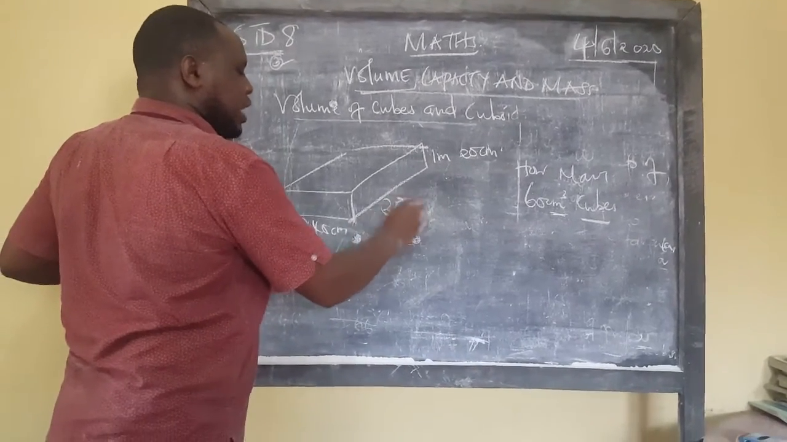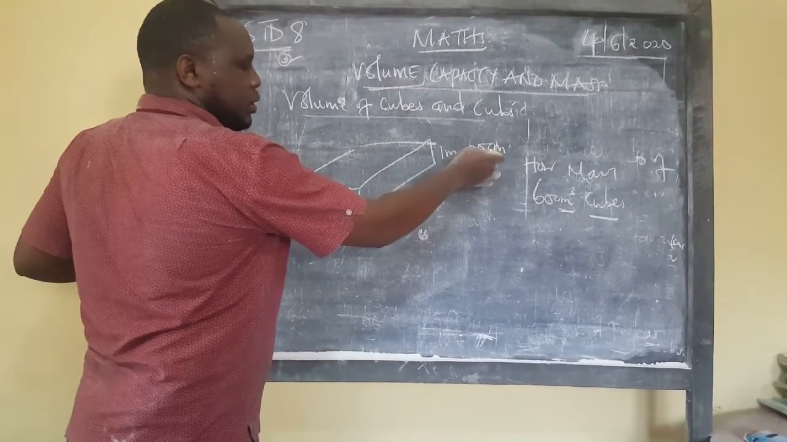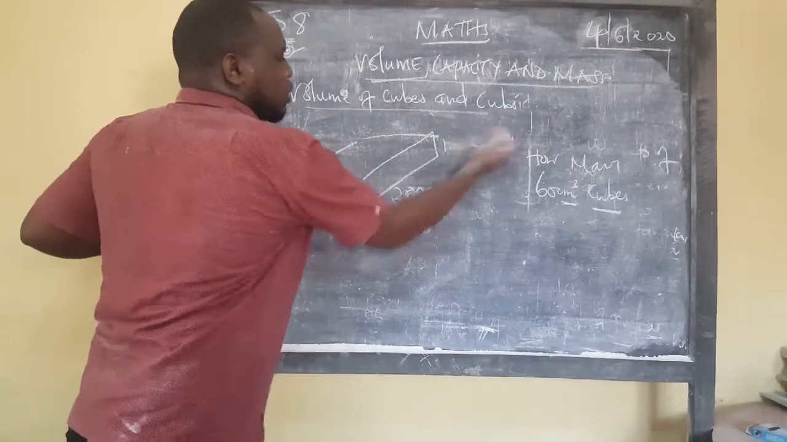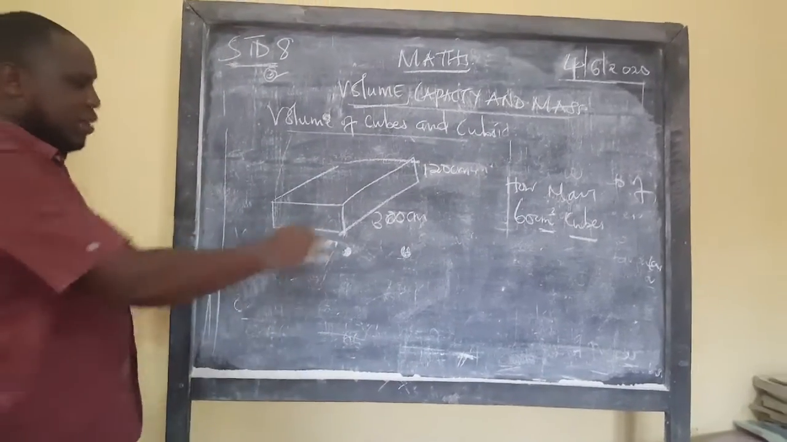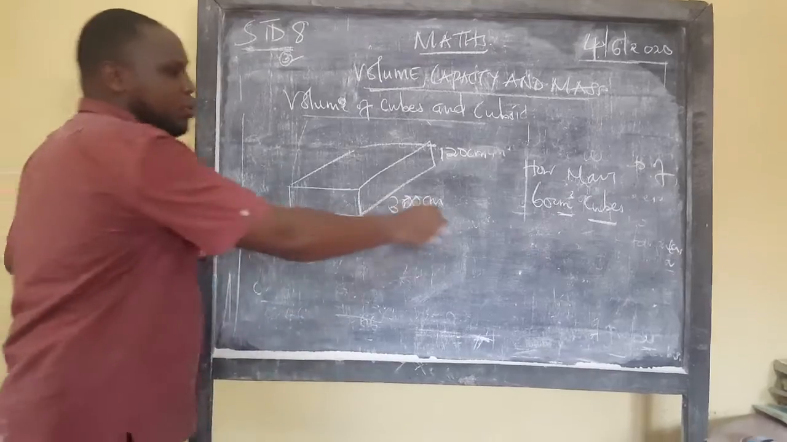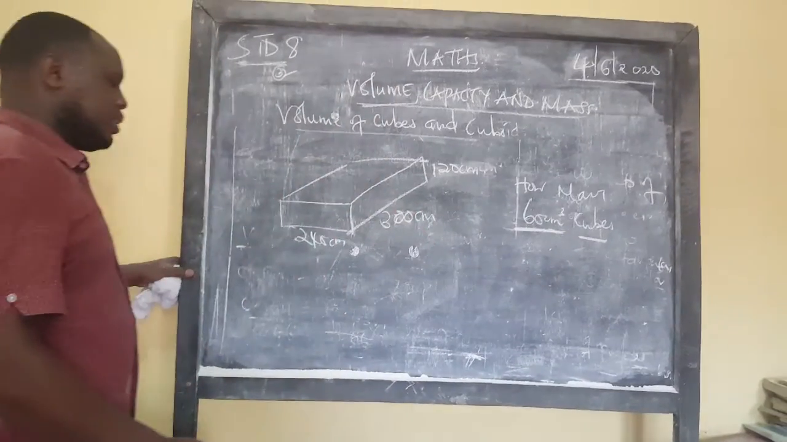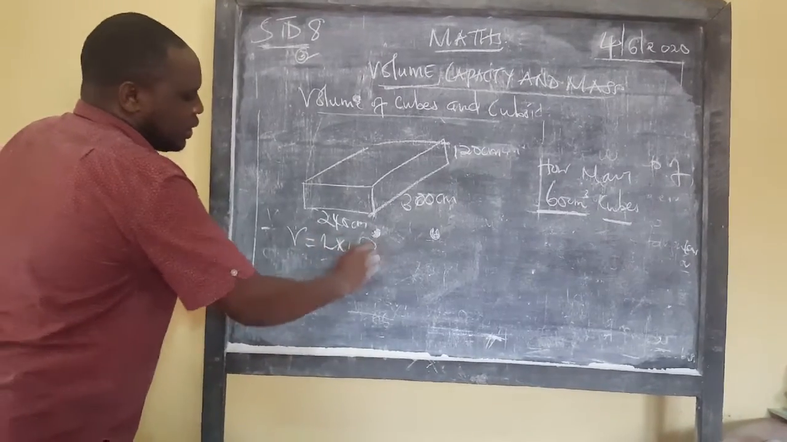It's going to give 300 centimeters. And this one is 1 meter, then plus 20. This is going to be 120 centimeters. So after changing like that, you get the volume of this, then divide by the volume of that one particular cube, because one is 60 cubic centimeters. So we are going to say volume is equals to length times width times height.